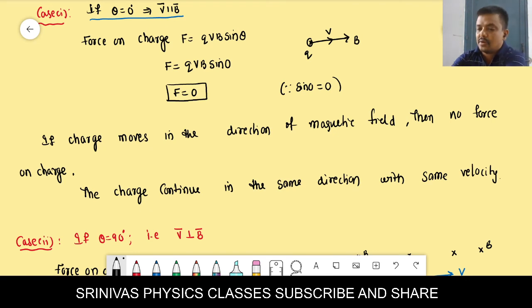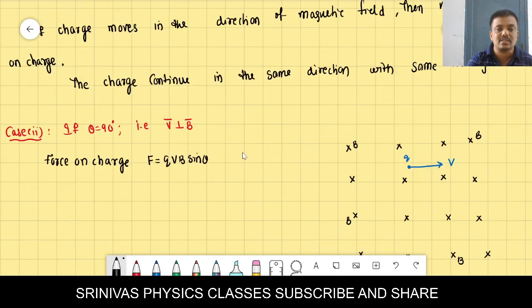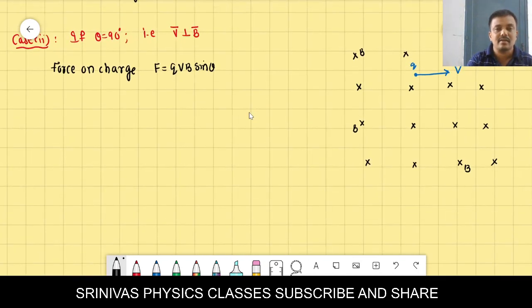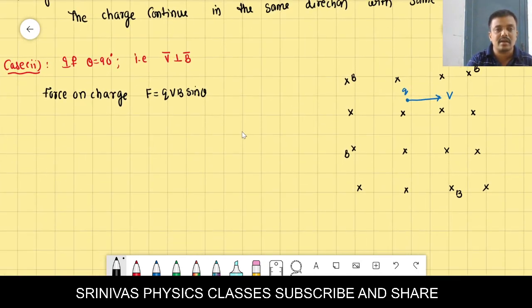Everybody look here at what they are asking. In the first case, if velocity is parallel to the magnetic field, then what happens to the force on the charge? It is zero. Force zero means we can say the force is minimum. Is it correct? Force is minimum in this case. Now what about the case when velocity is perpendicular to the magnetic field?